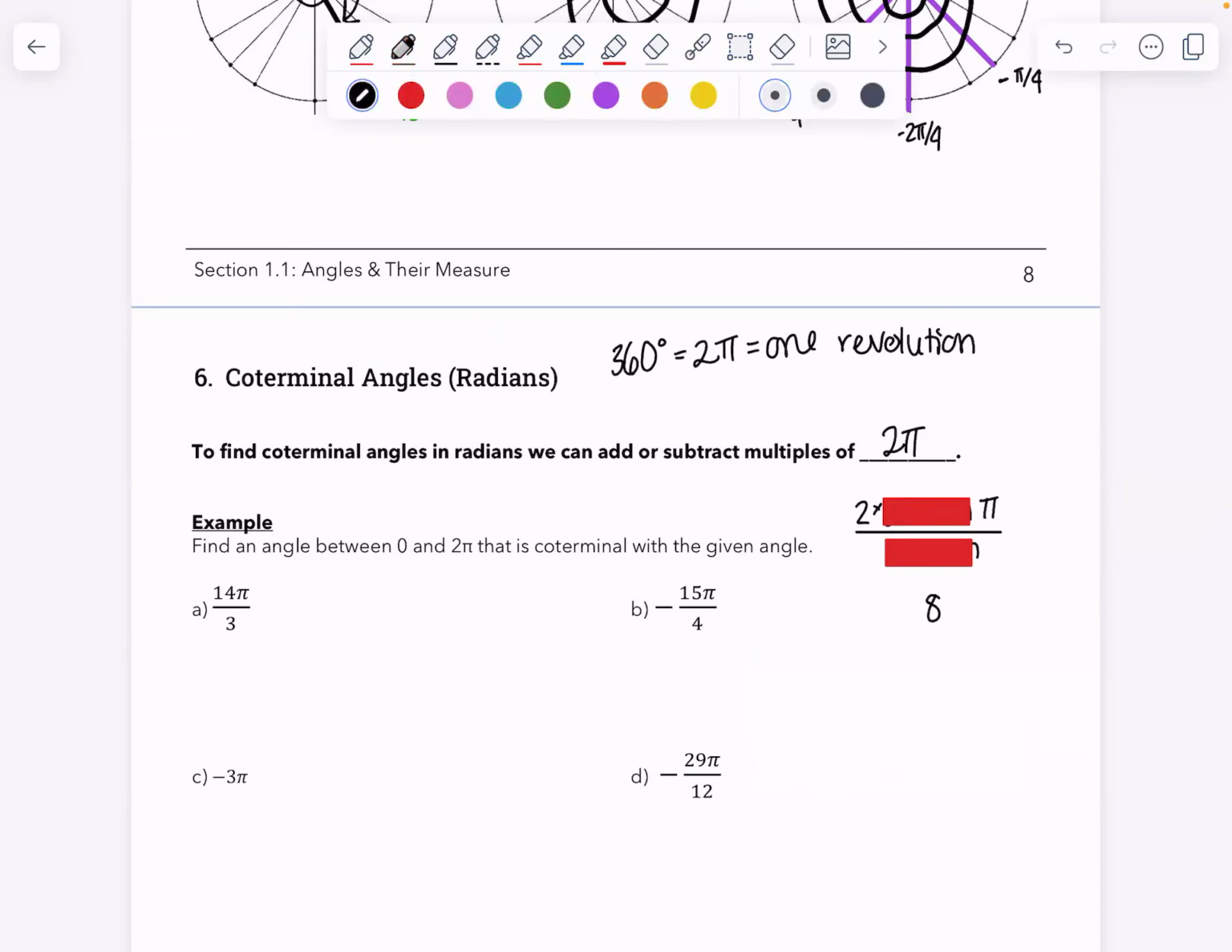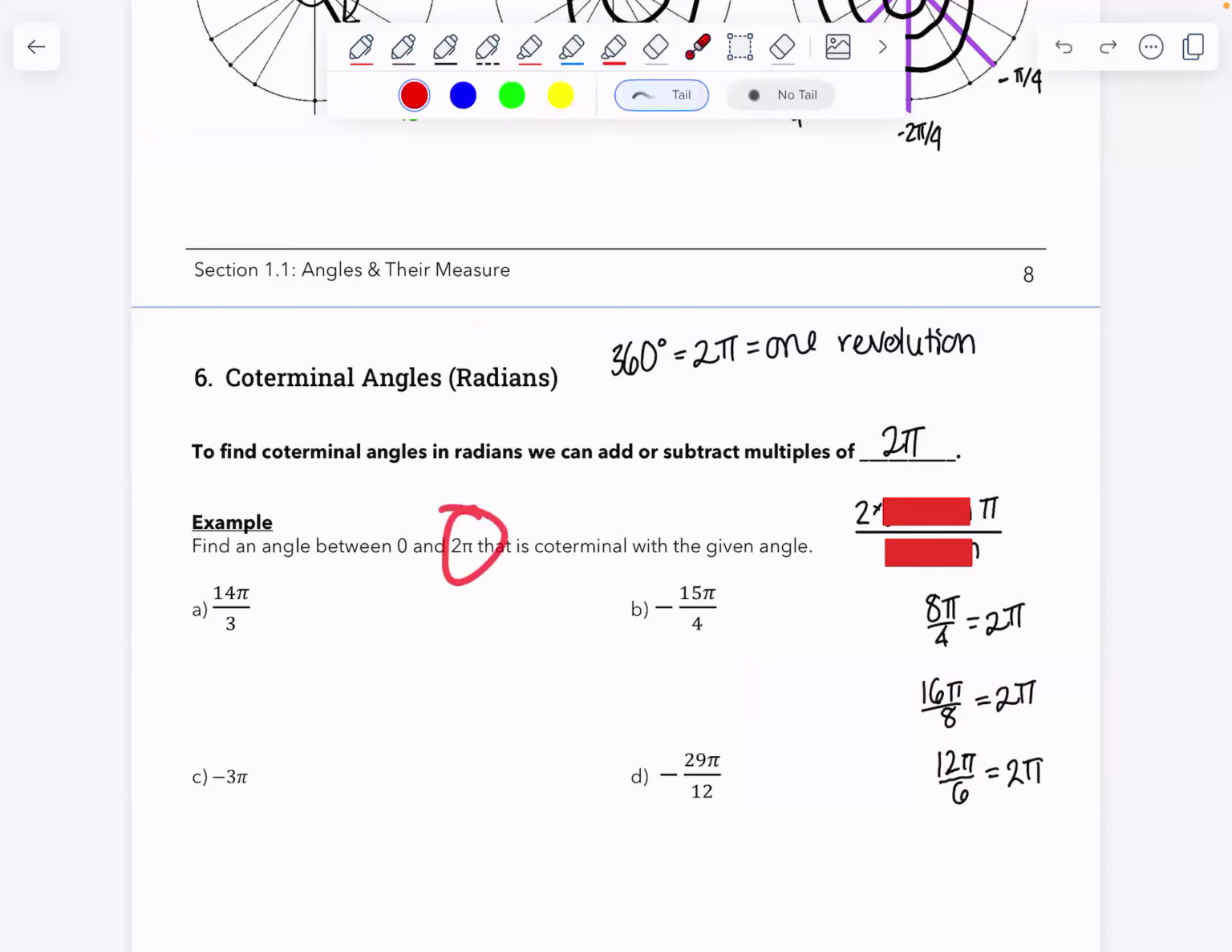So 8 pi over 4, that's 2 pi. 16 pi over 8, that's 2 pi. 12 pi over 6, that's 2 pi. The numerator is twice the denominator, and then we add a little pi on there. That's really important. We need to be able to find angles that are between 0 and 2 pi, and we're going to be looking at 2 pi with respect to whatever denominator we see.